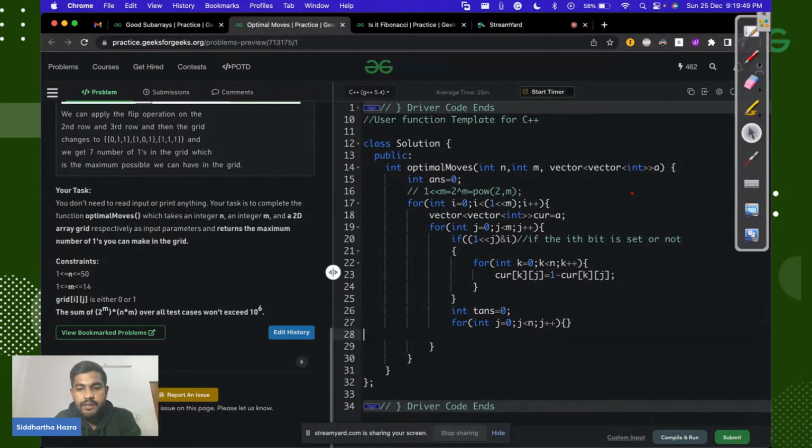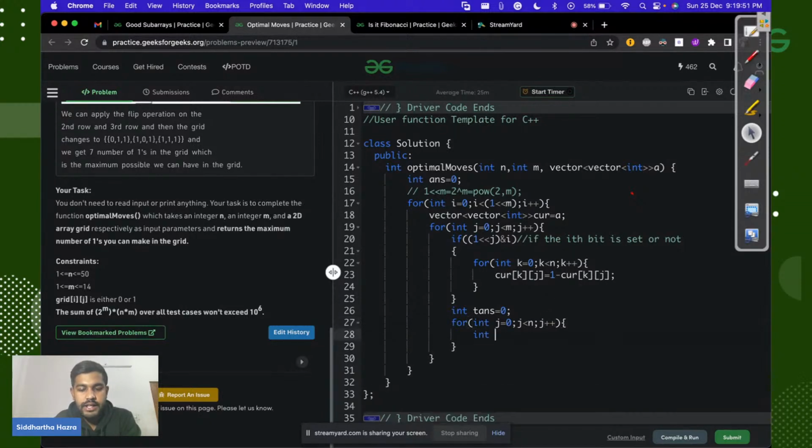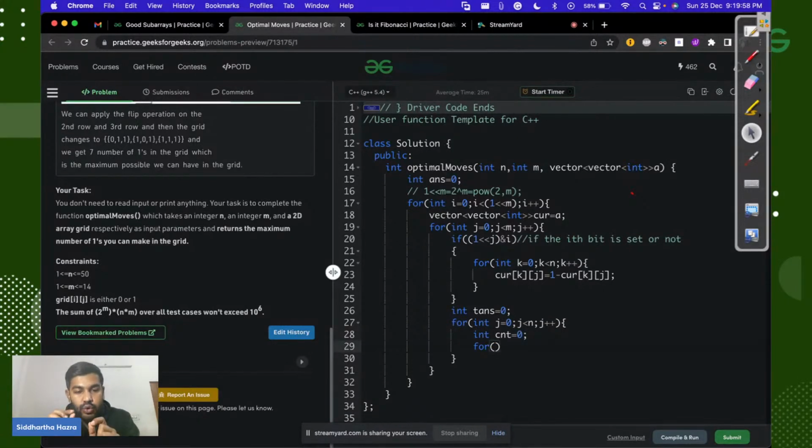Okay. And then I would simply have the count of it. And then simply cnt is equals to 0. Okay. Now I would iterate over the rows, because columns are already handled. Now we have to handle the rows. So how will we handle rows?